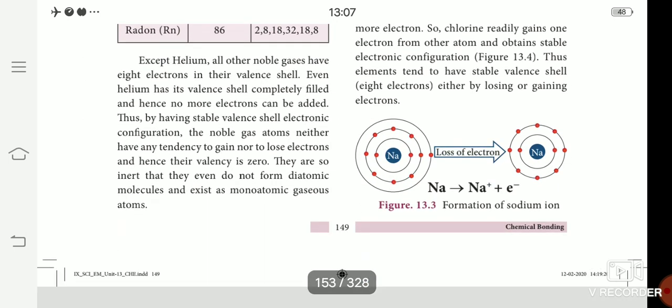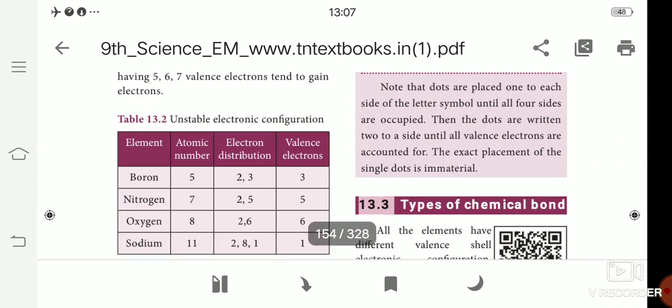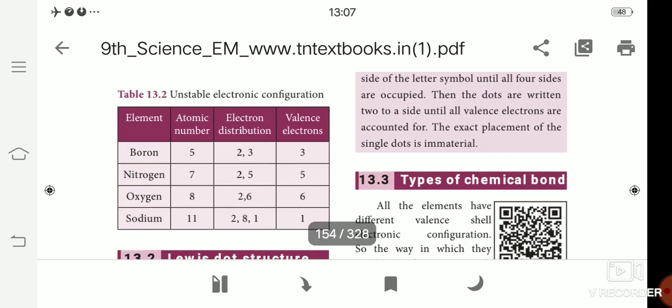In Table 13.2, we have the element, atomic number, electron distribution and valence electrons. Boron has atomic number 5 and electron distribution 2, 3. So of the 5 electrons, the first shell is filled with 2 electrons and the second shell with 3 electrons. Then the valence electron is 3.